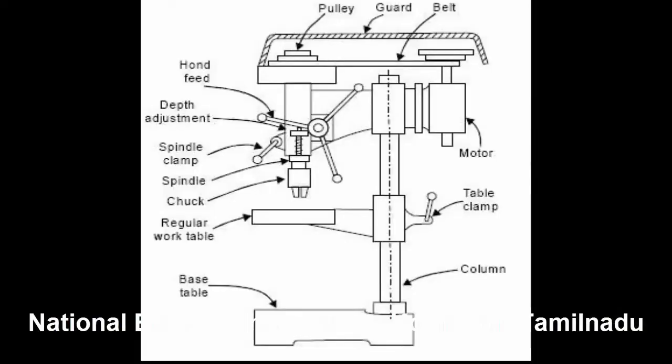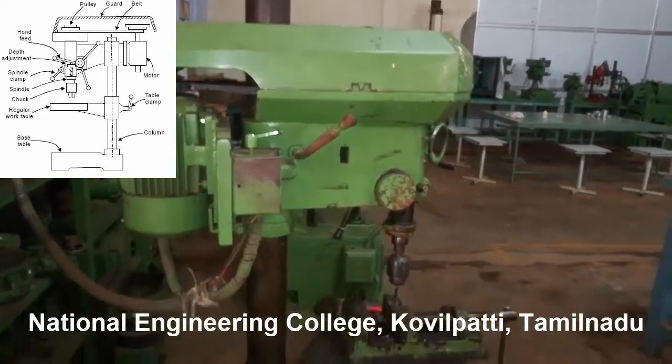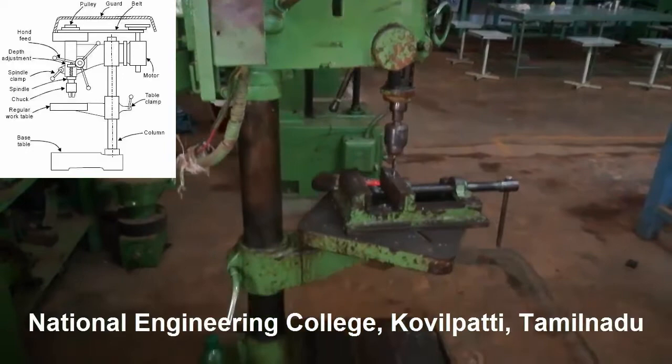This is a schematic representation of pillar type drilling machine. You can see motor, then pulleys, then regular work table, base table, chuck, spindle, table clamp, column, etc. So for our understanding, we have the actual pillar type drilling machine which is available in our machine shop. So this is the pillar type drilling machine available in our machine shop.